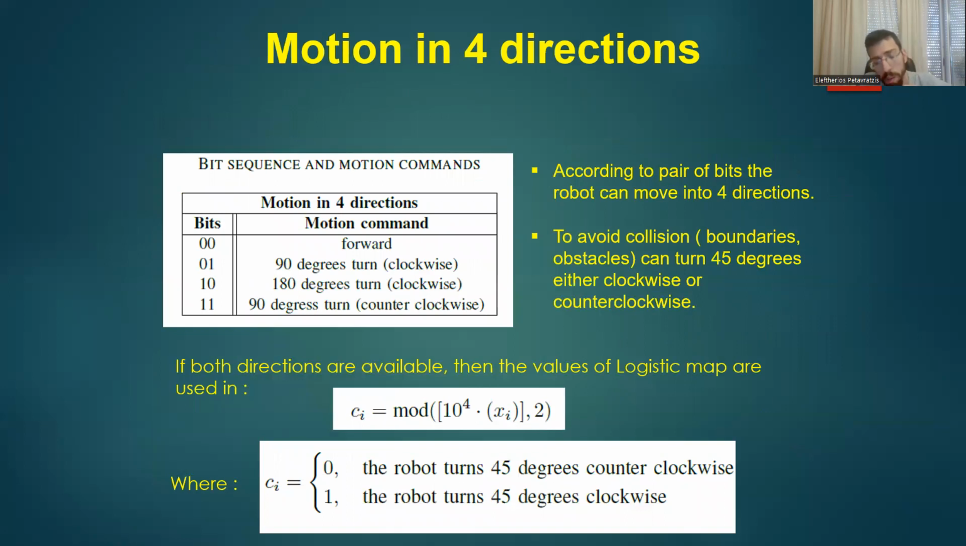Next, we took the pairs of bits of this sequence and created the motion commands for our robot. Our robot can move in 4 different directions, as you can see over there. And of course, in order to avoid collision with the boundaries or the obstacles of the workspace, this robot can turn 45 degrees either clockwise or counterclockwise. Sometimes we want to surpass these obstacles, and for that reason we are using the values of a new logistic map in order to decide in which way our robot can move.